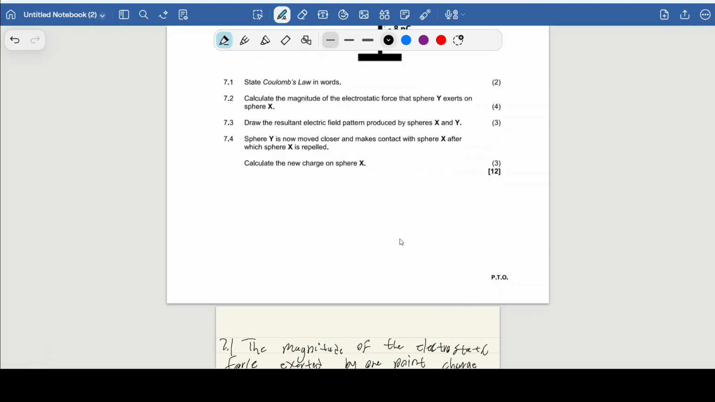7.4, sphere Y is now moved closer and makes contact with sphere X, after which sphere X is repelled. Calculate the new charge on sphere X.